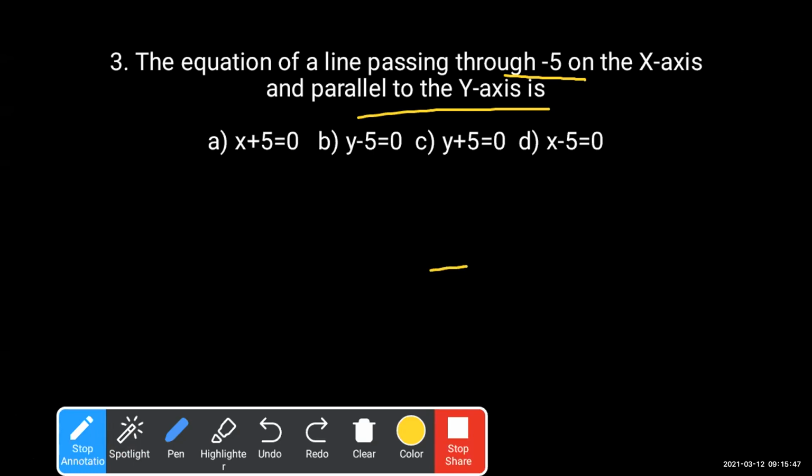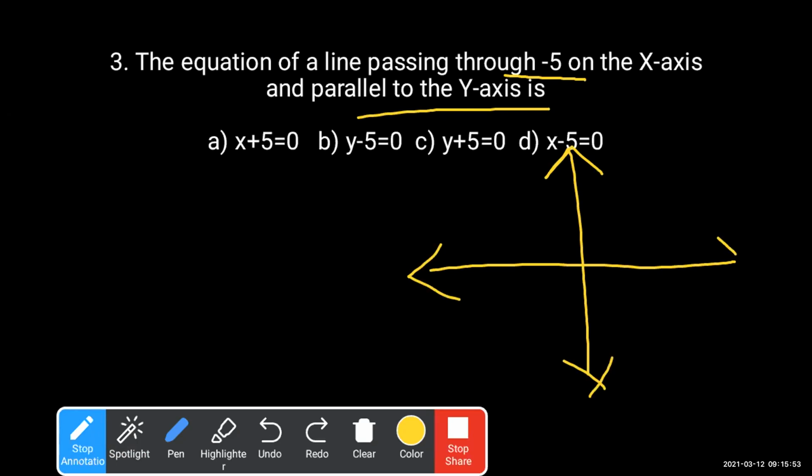So if I draw the coordinate system over here, obviously you have to draw it on graph paper, but here I'm showing. Now, -5 on the x-axis. -5 means what? It will be on the left-hand side. Suppose this is -5, and parallel to the y-axis. If it is on the x-axis, then it has to be parallel to the y-axis.